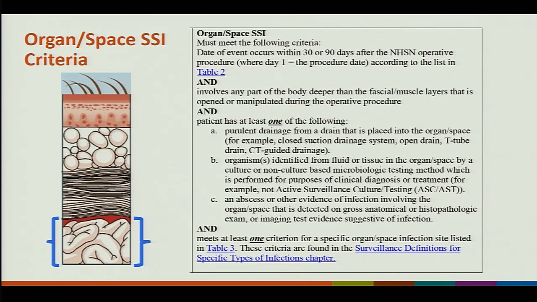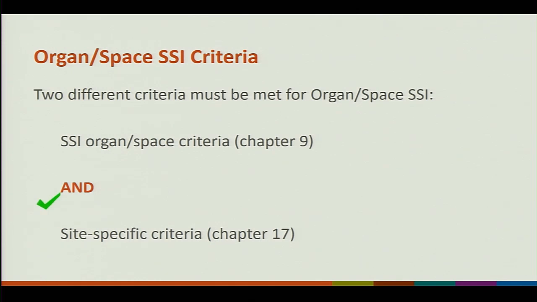But we don't stop there. You also have to meet one criterion for a specific organ space infection site listed in Table 3. So you have to actually meet one of the definitions that is outlined in Chapter 17 for that specific type of infection. So as you can see here, we have to meet A, B, or C for organ space SSI, but additionally, you also have to meet one of the site-specific criteria that's available for SSI attribution following that procedure category.